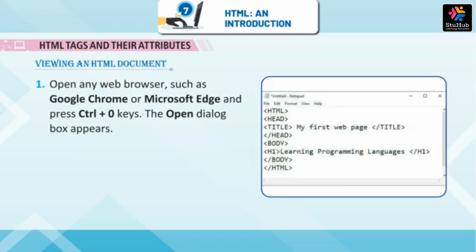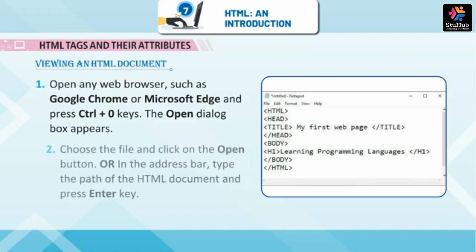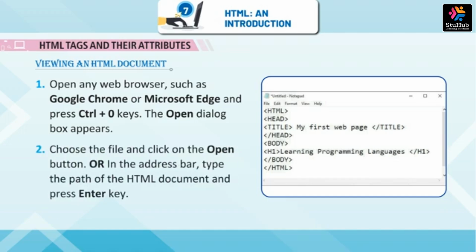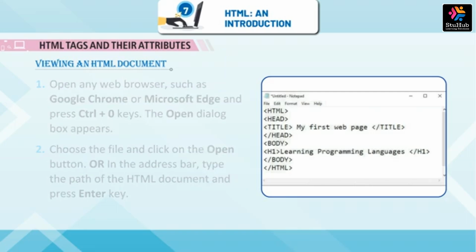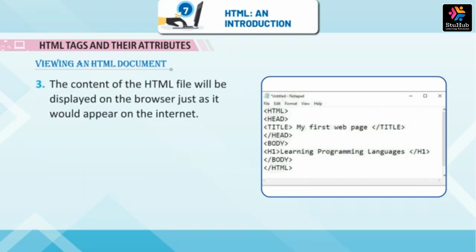Viewing an HTML document. Open any web browser such as Google Chrome or Microsoft Edge and press Ctrl+O keys. The Open dialog box appears. Choose the file and click on the Open button, or in the address bar type the path of the HTML document and press Enter key. The content of the HTML file will be displayed on the browser just as it would appear on the internet.